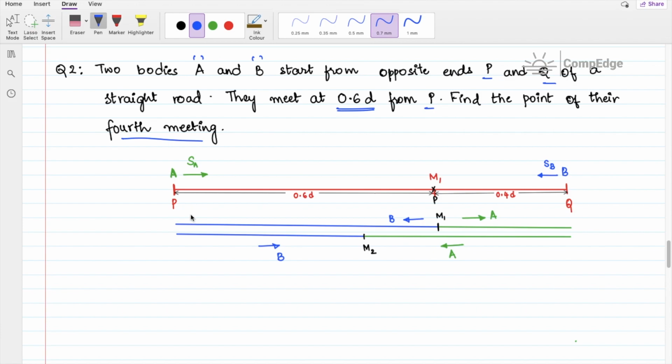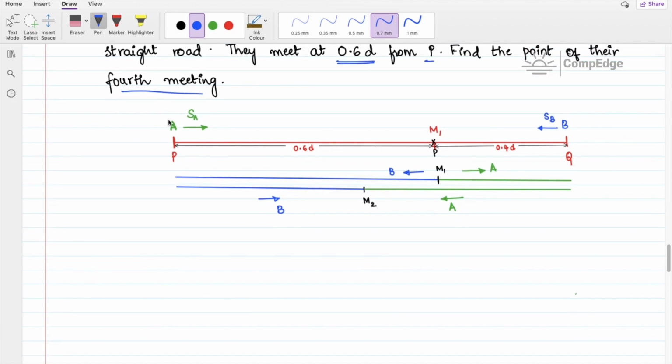Now let us pay a close look here. A is represented in this green color. A starts from P and B starts from Q, in two different directions. Now A and B meet at the first meeting point, that is M1. So at their first meet, what is the total distance covered by them? The total distance covered by both A and B is nothing but D, the total distance between P and Q.